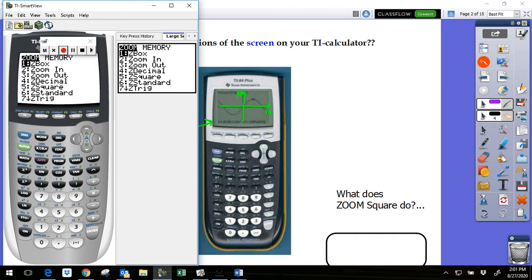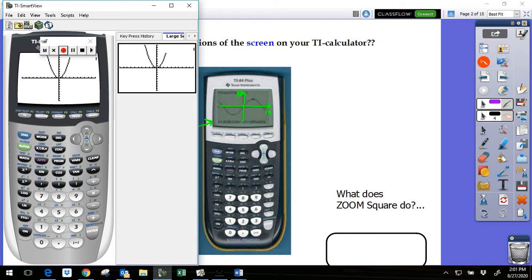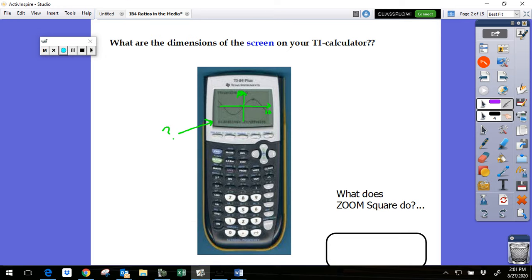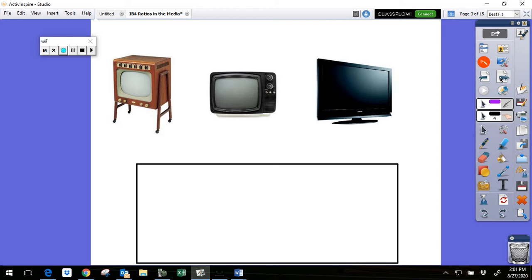If I go back to zoom standard, which I normally have, I want you to notice that there's a wider gap between the left and right ones on the x-axis than there are on the y-axis. So that's what we're talking about here, aspect ratio. And to talk about this, I want you to know, first of all, how we look at TVs.